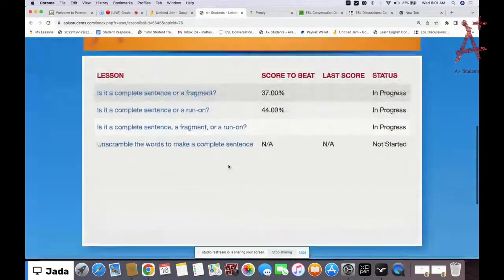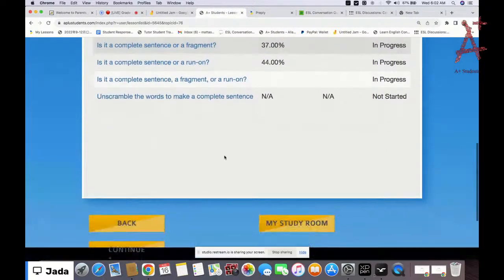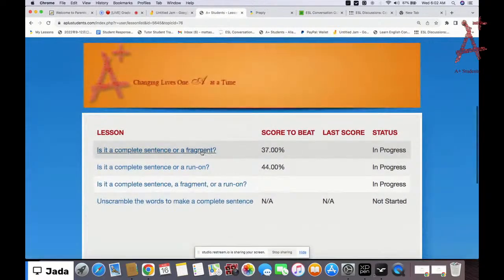We have four lessons under sentences, fragments, and run-ons, and let's see how we can try to finish the four lessons today. So we'll just start with the first lesson.